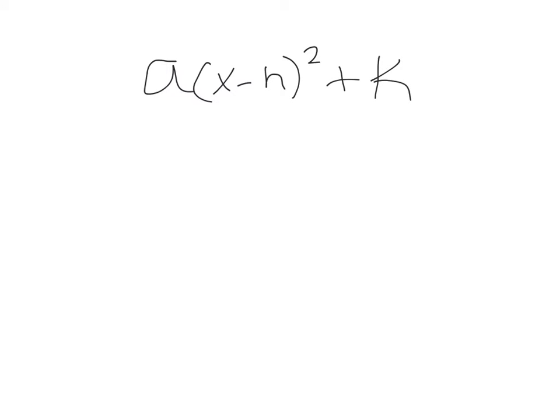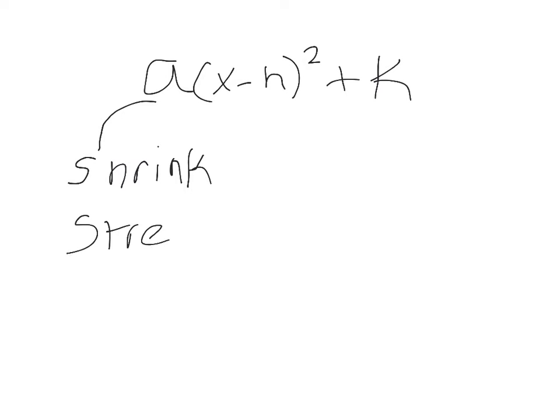Okay, so in this video, we're going to review transformations of a quadratic in vertex form. Our vertex form is a times x minus h quantity squared plus k. Our a tells us if we have a shrink, a stretch, or a reflection.